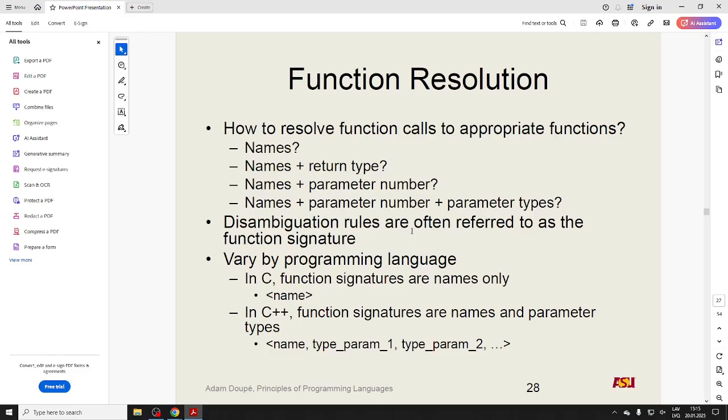Also, how do you resolve function calls? By name? What do you do if the signatures don't match? Do you allow multiple functions with the same name but different signatures?